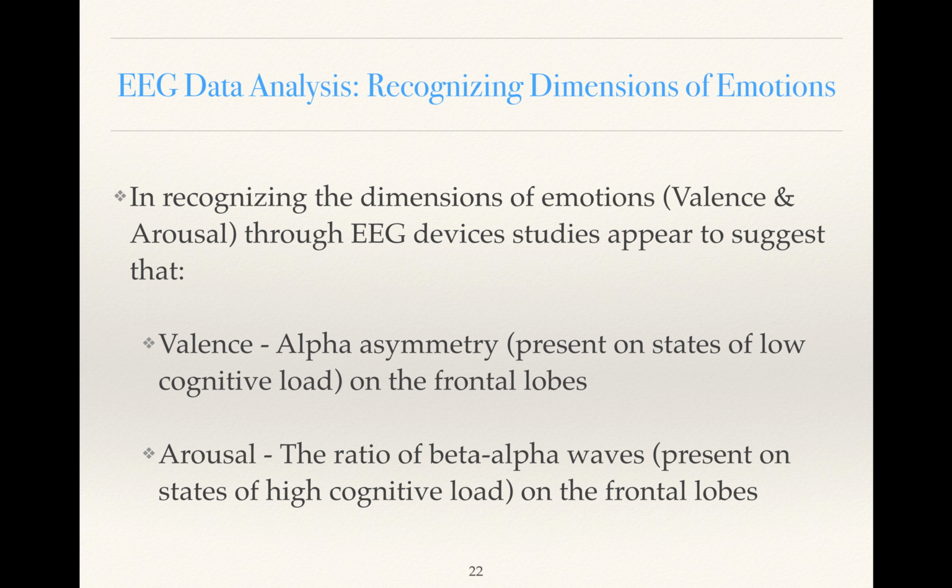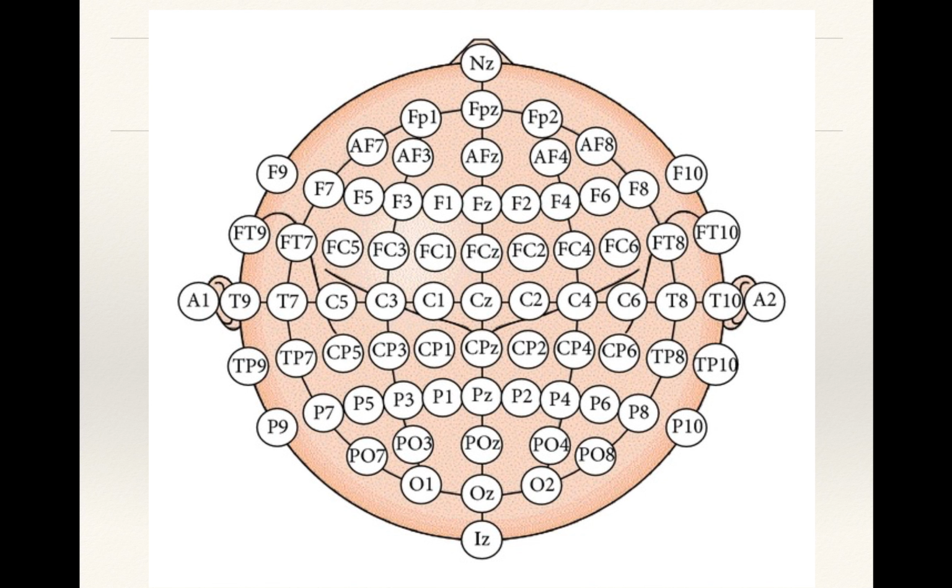In regards to recognizing the dimensions of emotions, the few studies that have been done indicate that, for example, if you want to measure the valence dimension of emotion, you need to look at the alpha waves, whereas if you want to look at arousal, you need to look at the ratio between beta and alpha waves, all of which are more concentrated in the frontal lobes, where a lot of cognitive processes are happening. So that's what I'm also focusing on for the purpose of this study.